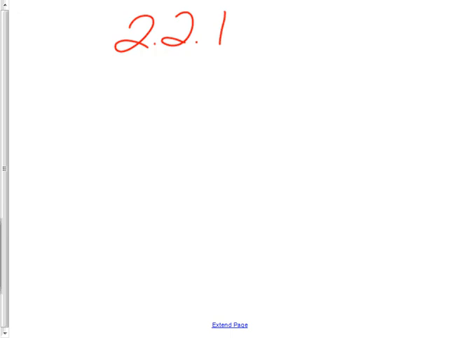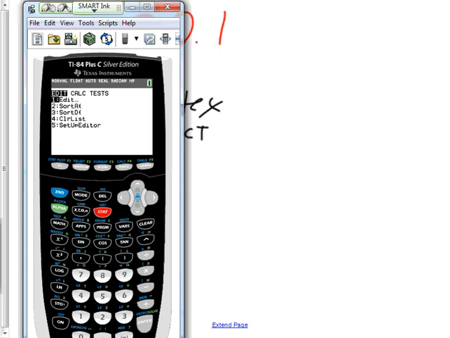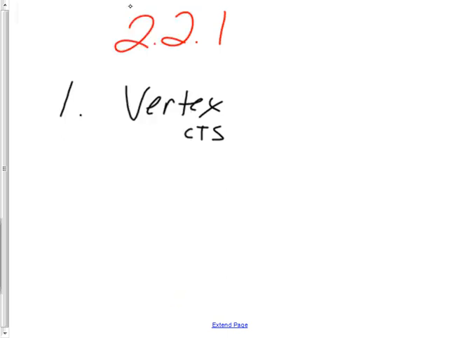Number one thing I want you to review is, do you remember how to complete the square? That's what I'm going to call the vertex CTS. Why vertex CTS? Because you're going to be asked to find the vertex, and you'll be like, how am I supposed to find the vertex off of this? It's not even in general form. And so you will hopefully remember how to do the vertex CTS, complete the square.